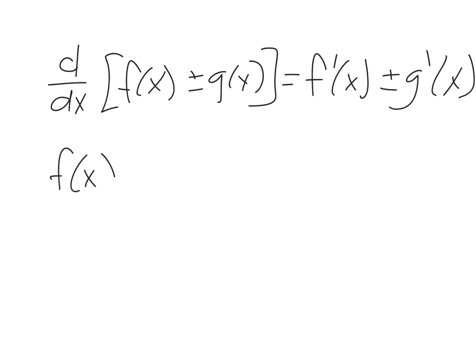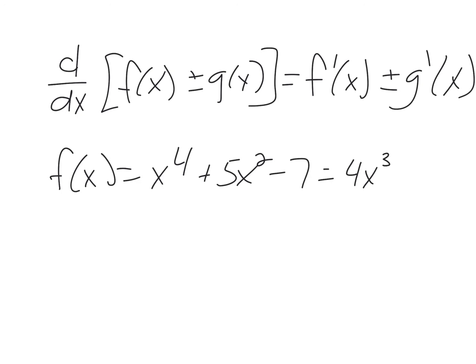Let's say I have f of x is equal to x to the fourth plus 5x squared minus 7. So I'm doing multiple here at once. So I'm going to do derivative of x to the fourth, which is 4x to the third. Derivative of 5x squared, bring the 2 down. 2 times 5 is 10, 10x. Derivative of negative 7 is 0 because it's constant, as we know by our constant rule that we learned at the beginning of this video. And so your derivative would be 4x to the third plus 10x.